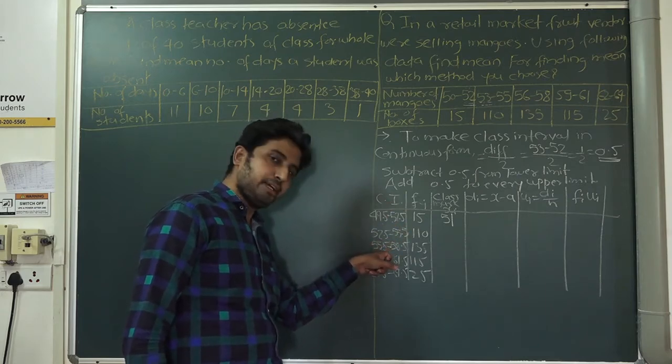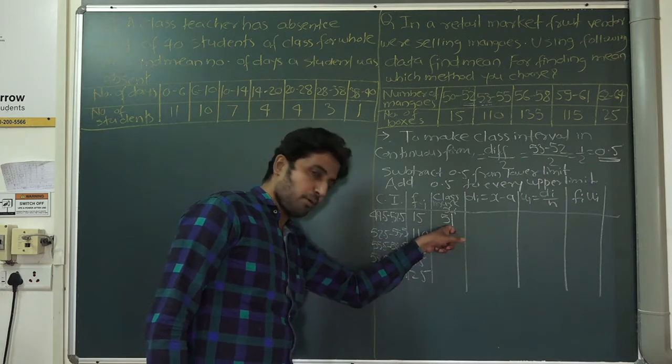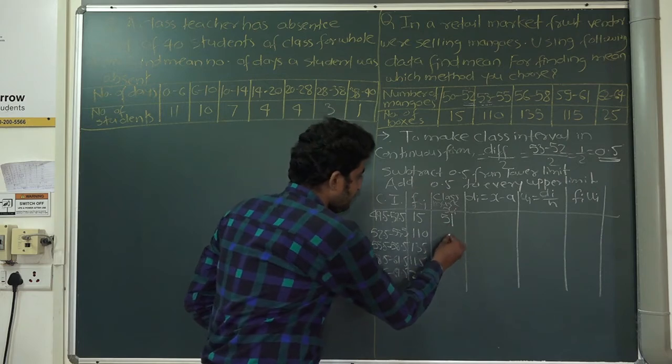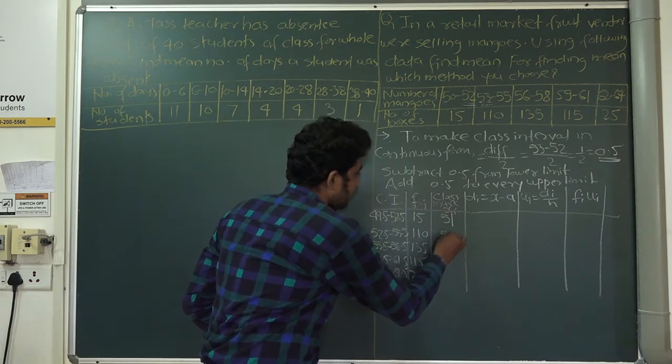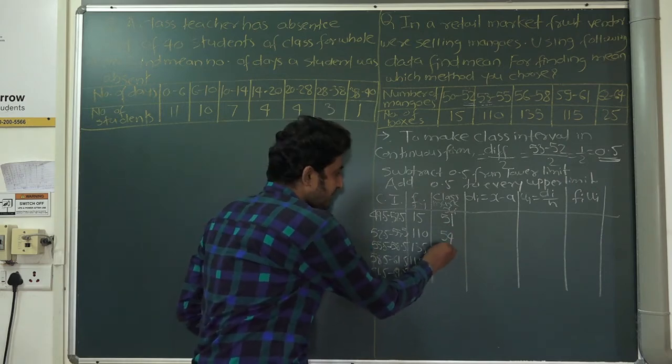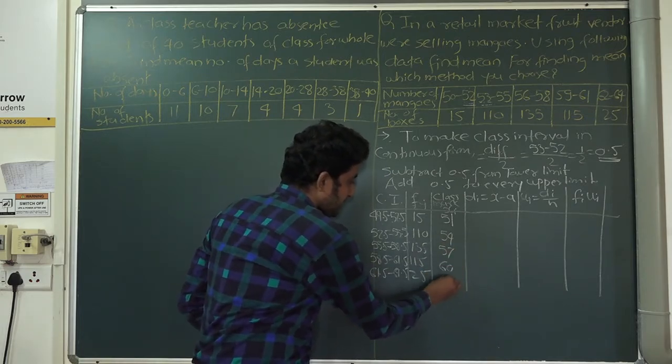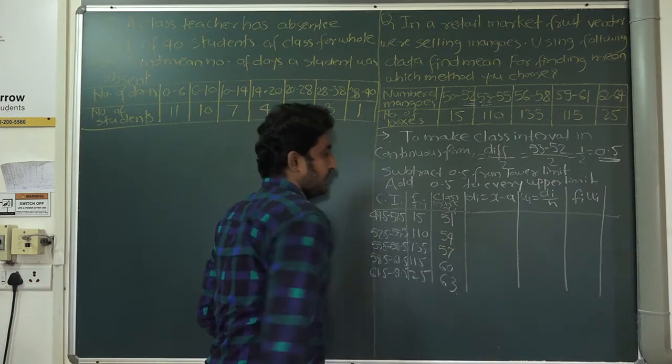Here also the difference is 3. So you may add this common difference 3 to every class mark. So 51 plus 3 becomes 54, plus 3 becomes 57, plus 3 becomes 60, and plus 3 becomes 63. Correct.